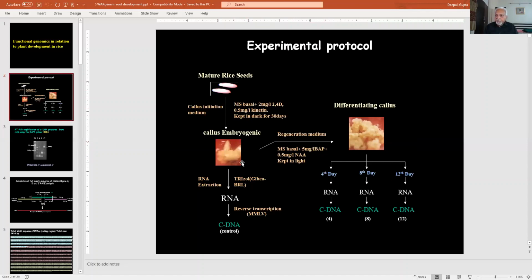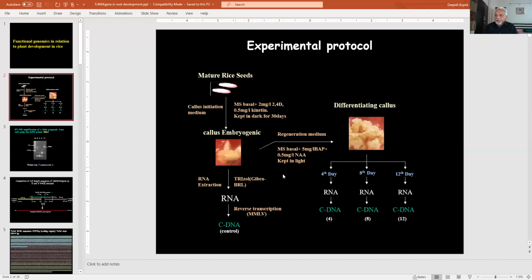So this system we thought of exploiting to understand what kind of molecular changes these cells undergo during these 12 to 14 days. If we can track the genes which are getting expressed during this phase, probably we may end up having some information about the genes involved in cytodifferentiation.